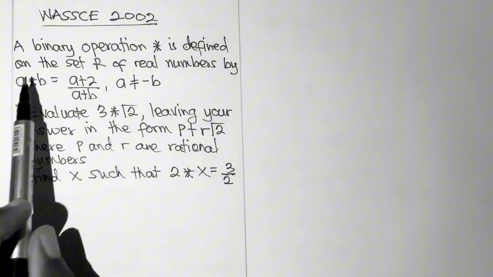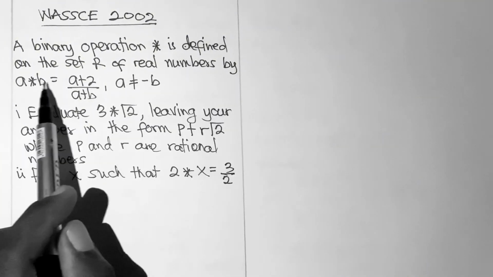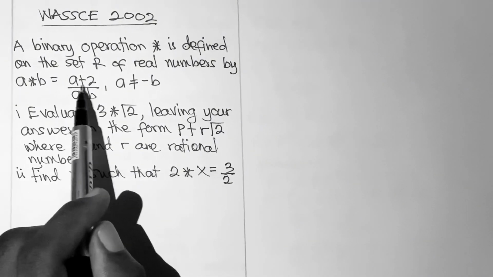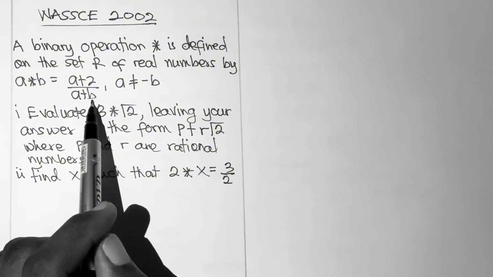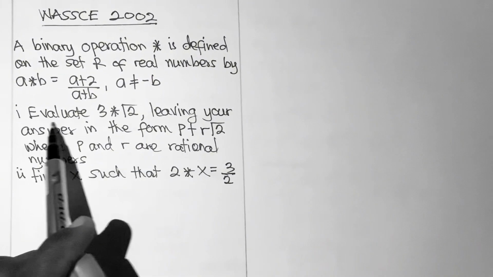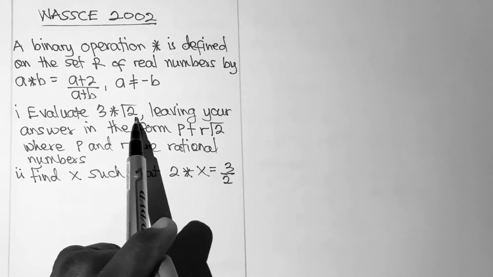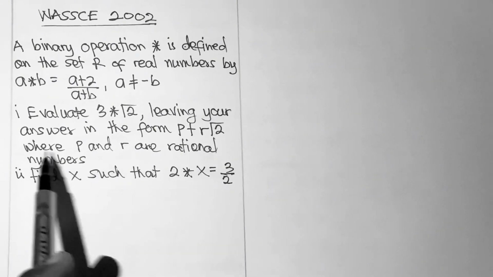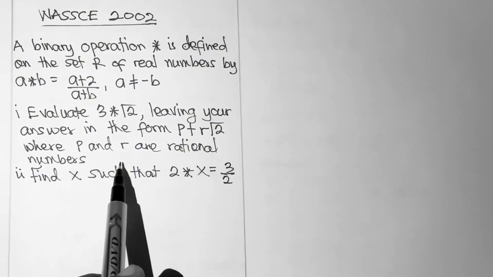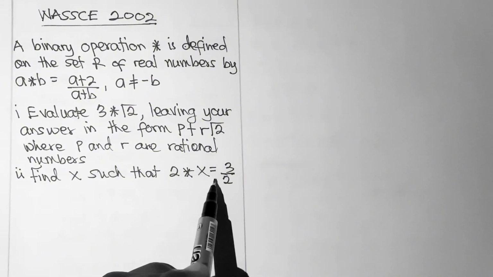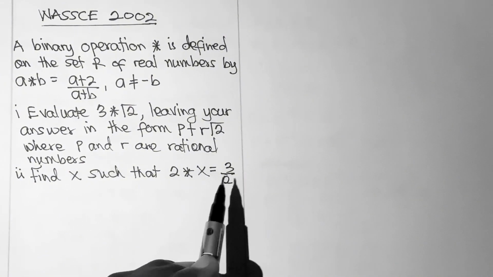A binary operation asterisk is defined on a set of real numbers by A operation B equals A plus 2 divided by A plus B, A not equal to minus B. I. Evaluate 3 operation root 2, leaving your answer in the form P plus R root 2, where P and R are rational numbers. And then II. Find X such that 2 operation X equals 3 over 2.